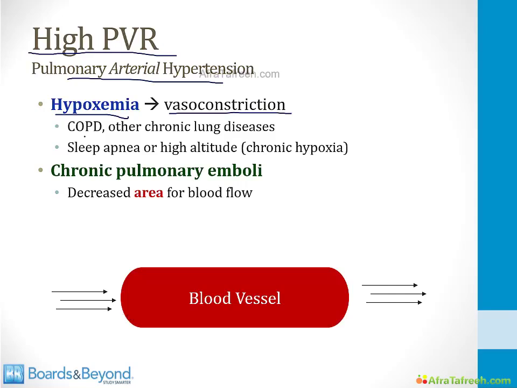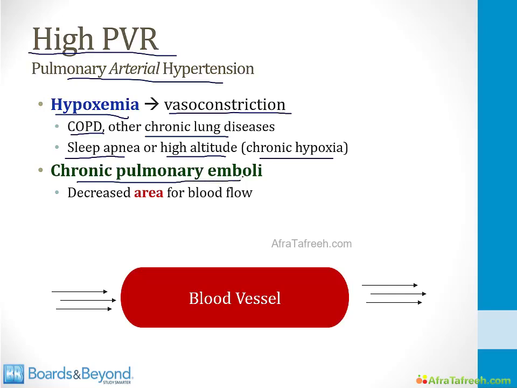So patients with chronic hypoxemia from COPD or other chronic lung diseases can develop pulmonary hypertension because the vasculature in their lungs is chronically vasoconstricted. This can also happen to patients with sleep apnea who have episodes of hypoxemia while they sleep. It can also happen to patients who live at high altitude. These patients can be chronically exposed to hypoxia, and that can lead to pulmonary hypertension. Another reason patients can develop high PVR is if they have chronic pulmonary emboli.